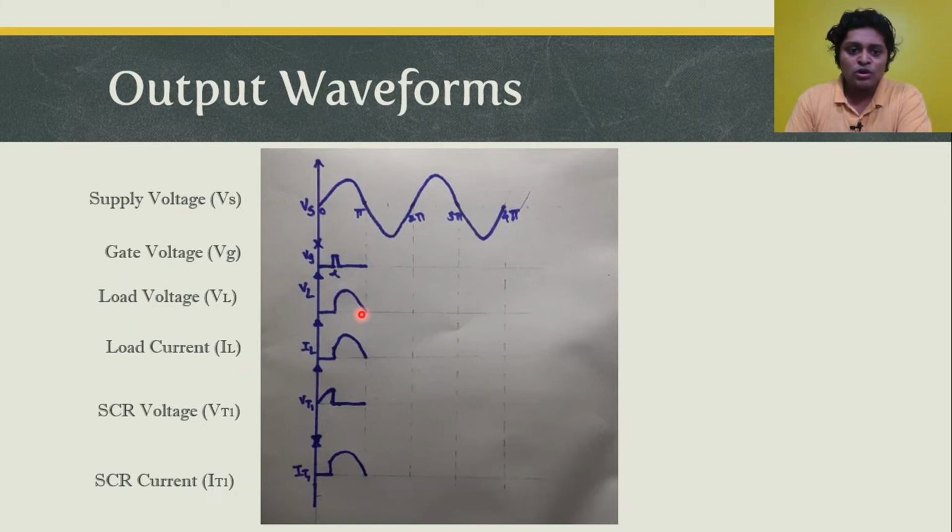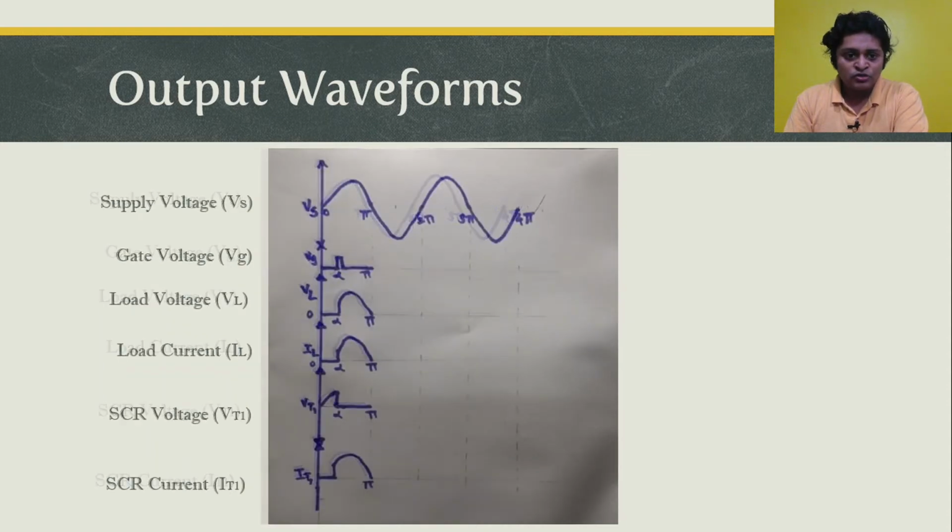We mentioned at this stage of working that during a positive half cycle, as the load is resistive, the load current and load voltage will be in phase with the supply voltage, so they will replicate the shape of the supply voltage waveform. This process will continue till the instant pi. At the instant pi, the supply voltage reduces to zero, so obviously it forces the SCR to go in the off condition. As the SCR goes in the off condition, the load current becomes zero and the load voltage becomes zero. So it is the same process that we discussed with the working.